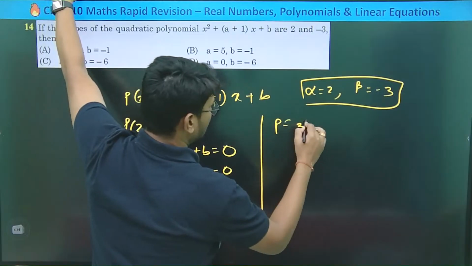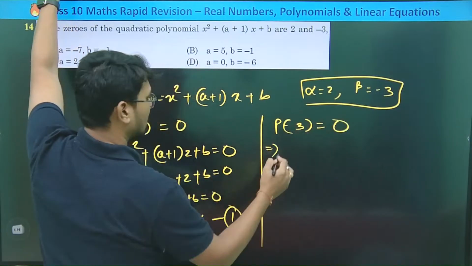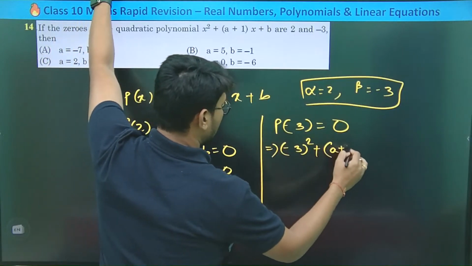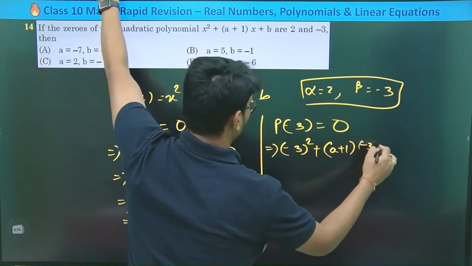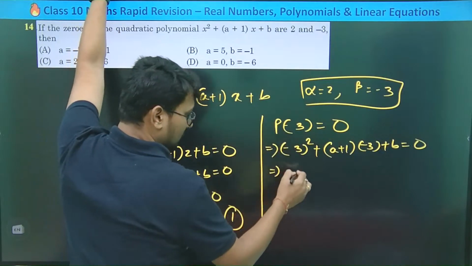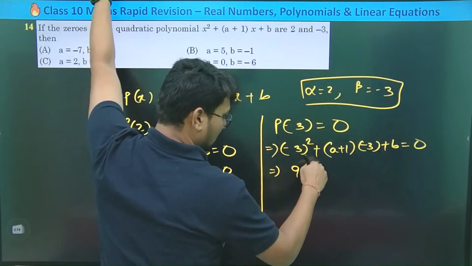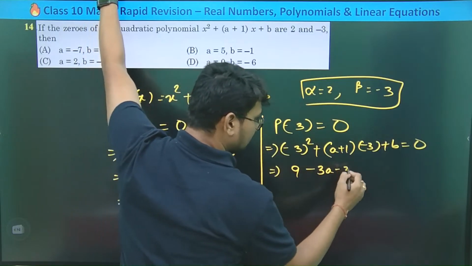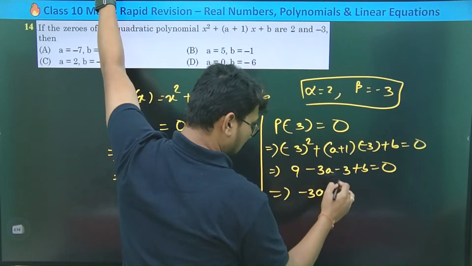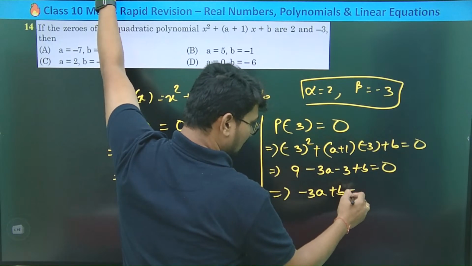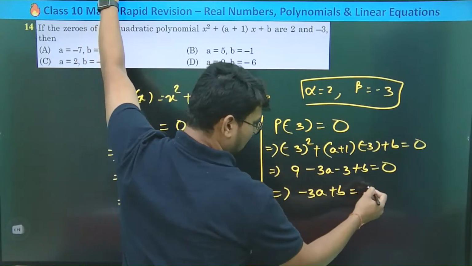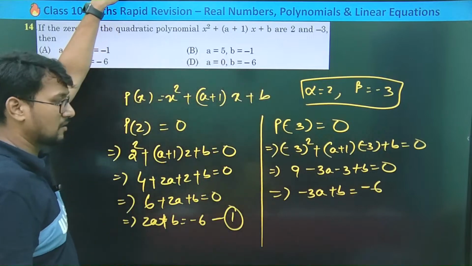P of minus 3 equals 0. This implies minus 3 square plus a plus 1 into minus 3 plus b equals 0. So minus 3 square is 9, then minus 3a plus b equals 9 minus 3 is 6, so it will become minus 6. Is that clear?